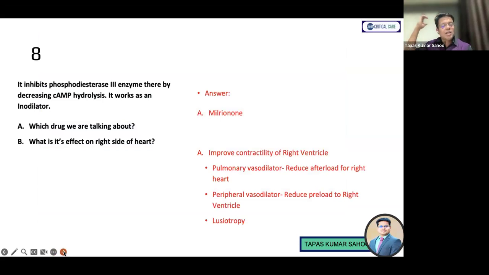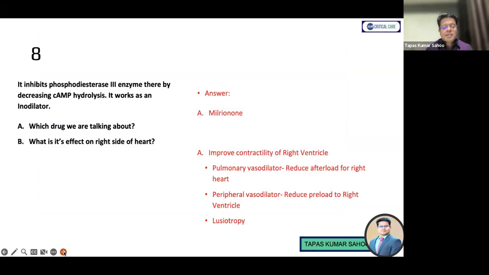Question number 8, related to pharmacotherapy in cardiology. It inhibits phosphodiesterase 3 enzyme by decreasing cyclic AMP hydrolysis. It works as an inodilator. I have already mentioned the answer. Which drug are we talking about? It is milrinone. And what is its effect on the right side of the heart?